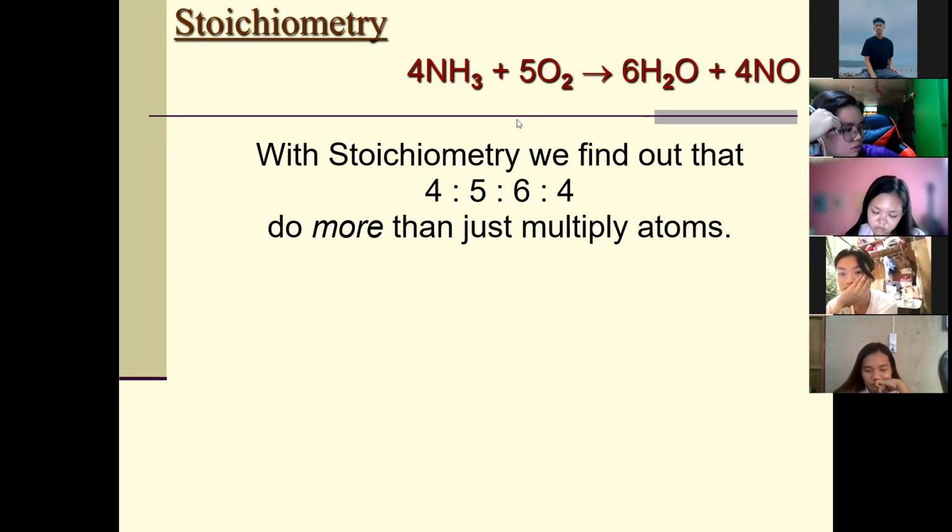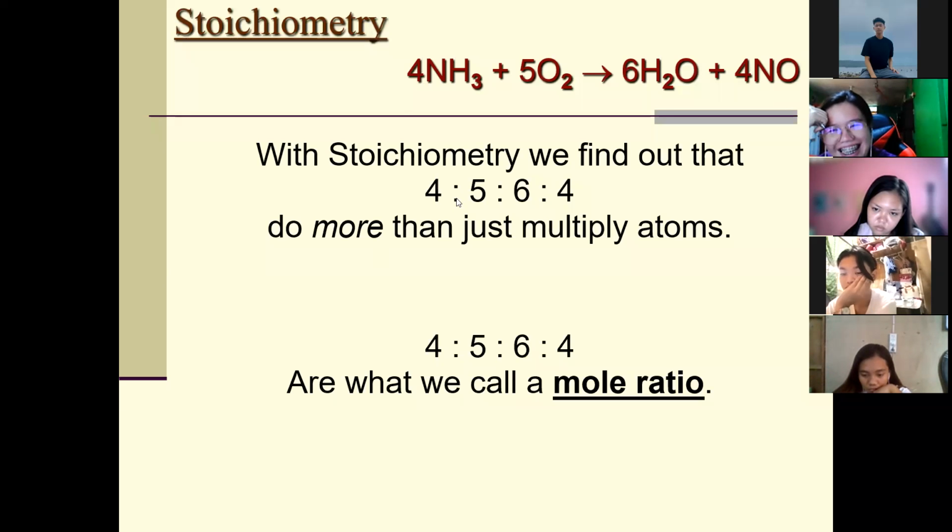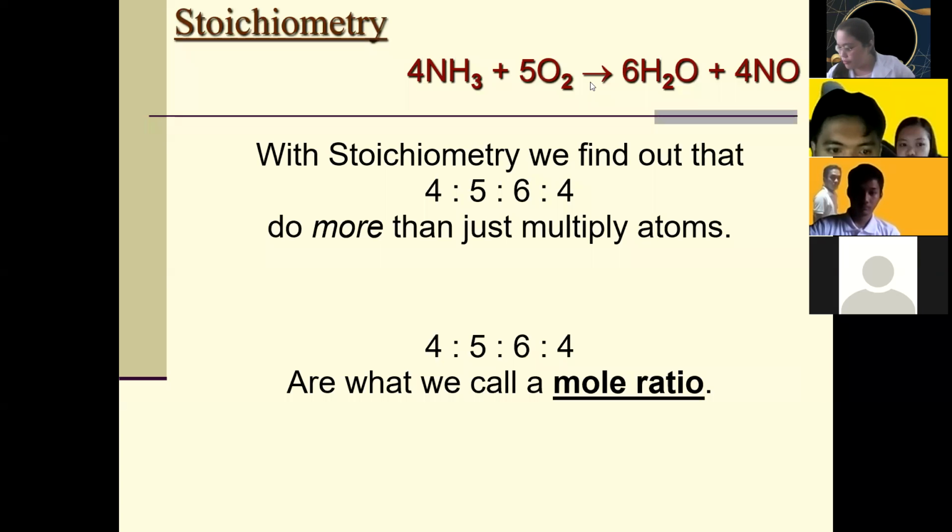Sige. Now, let's talk about the mole ratio. The mole ratio will be using the coefficients class. So you have there 4:5, 6:4. Meaning, if you have 4 moles of ammonia, ang automatic magre-react siya sa 5 moles ng oxygen. And then automatic din yan, mag-yield ng 6 moles of water and 4 moles of nitrogen monoxide. Again, we call this mole ratio. Yung mga coefficients na yan, mole ratio ang tawag natin.